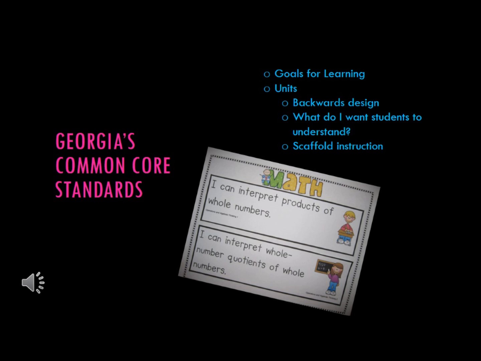What do I want students to understand? And then I build a unit from there. I am able to daily scaffold my instruction based on student readiness and understanding. This ensures that your child is receiving a quality education that best meets his or her learning needs.